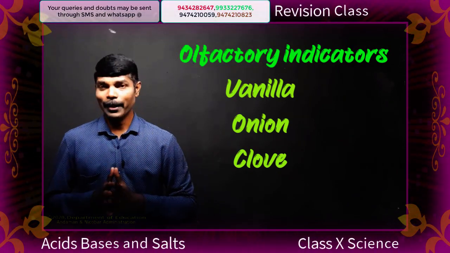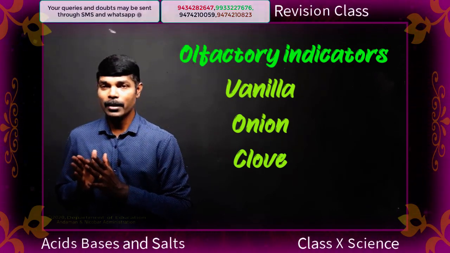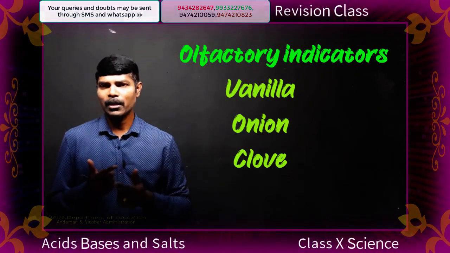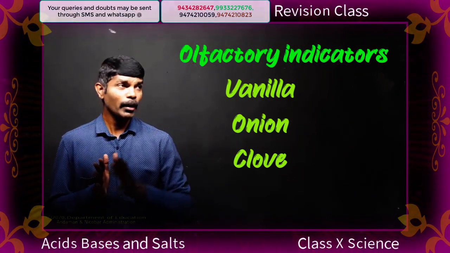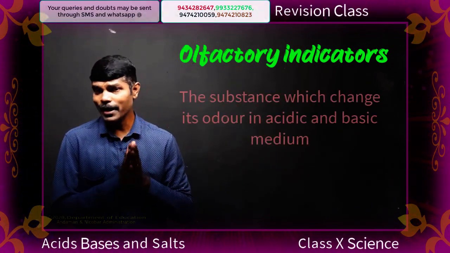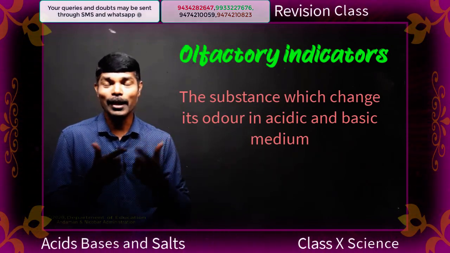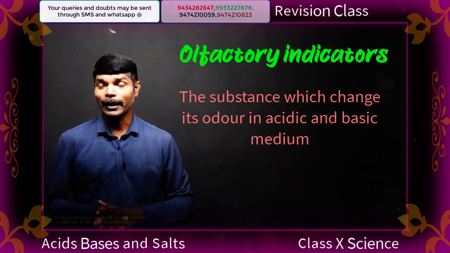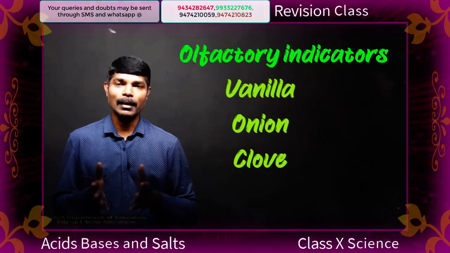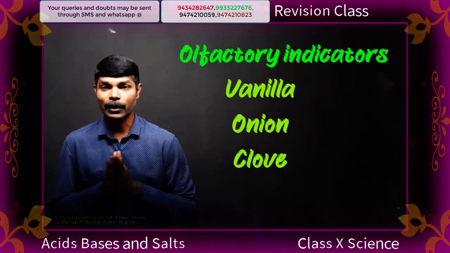When we talk about indicators, you should know the synthetic acid-base indicators and what color change occurs in acidic and basic medium. Particularly, you should know what an olfactory indicator is. Olfactory indicators are those indicators which change their odor in acidic and basic medium. Examples of olfactory indicators are already there in your textbook. You can go through them as well.